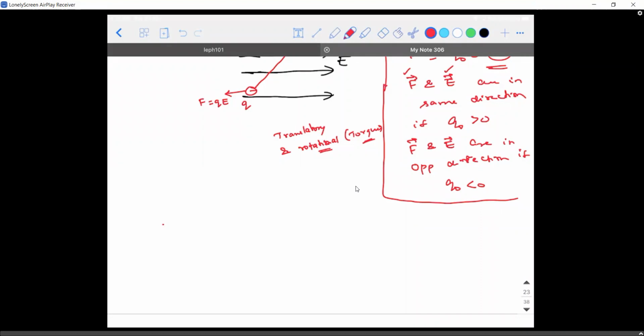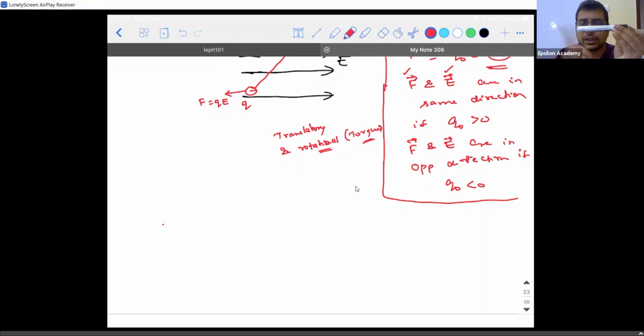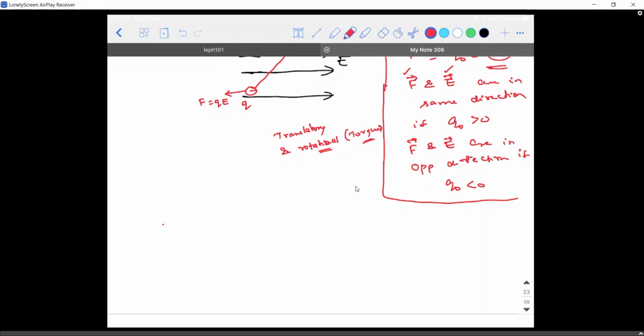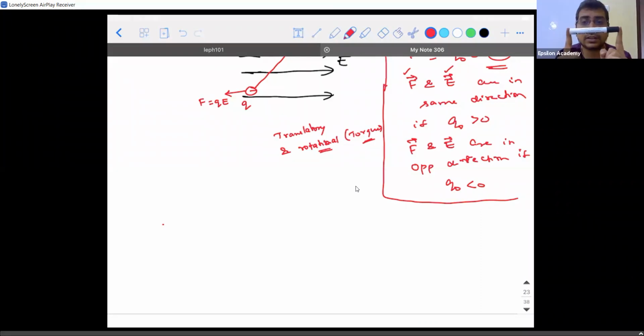The gravitational force, initially why was it balanced? Because I applied friction. Friction exists between the fingers and this object. Had I applied oil here, it would have slipped. So it is mg which is responsible for the translatory motion. Now you need to visualize the meaning of unbalanced torque.